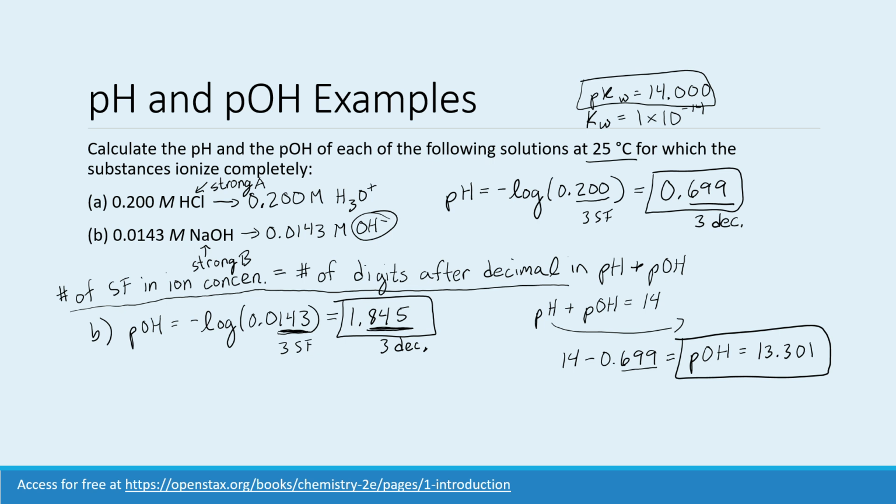And to find the pH, of course, you're just going to do 14 minus. So pH will be equal to 14 minus the 1.845. And assuming infinite sig figs for that 14, you're going to report this out 3 decimal places and get 12.155. Again, because addition and subtraction, remember, that's based on the number of decimal places, so 3 decimal places out for both.